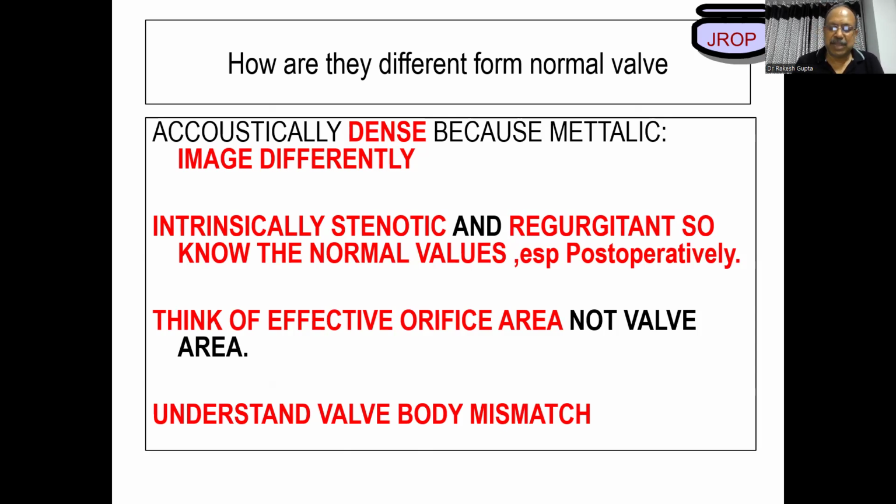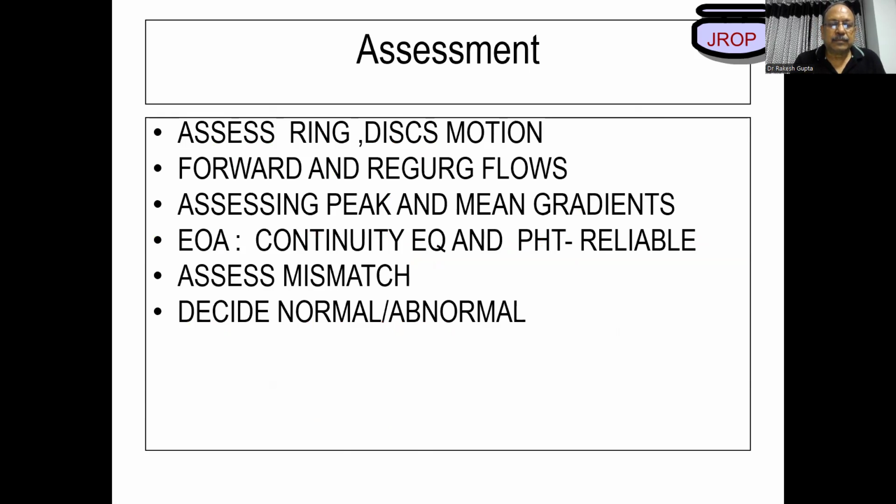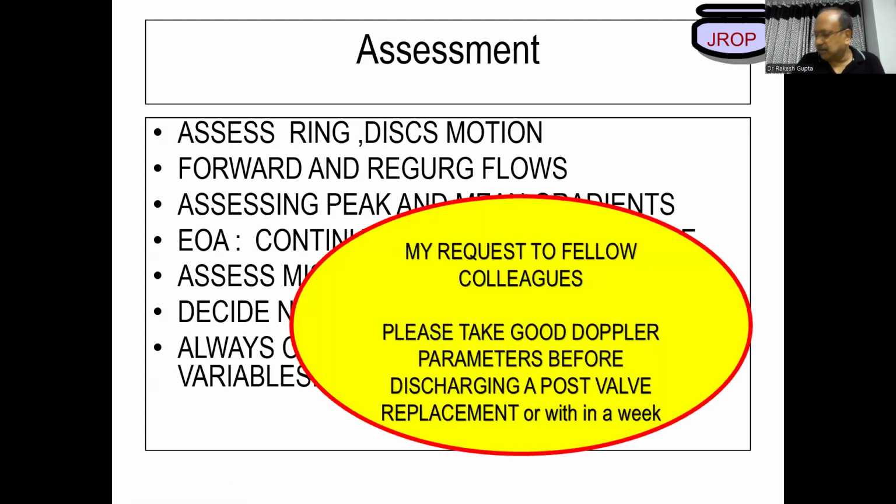Patient-prosthetic mismatch is another condition where a patient has been implanted a valve which is smaller than the effective orifice, smaller than the annulus of the patient. So what we need is assessment of ring and disc motions, forward and regurgitant flow, assessing peak and mean gradients, effective orifice area by continuity equation, pressure half time, and assess mismatch and decide normal and abnormal. It's a very sequential way of doing prosthetic valve evaluations.